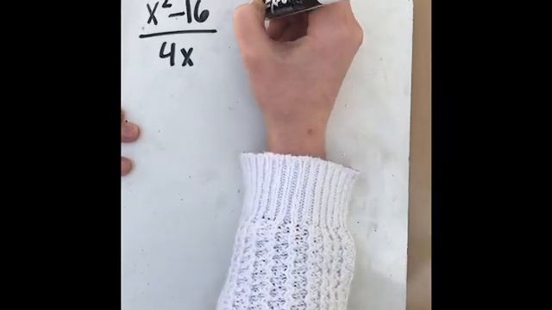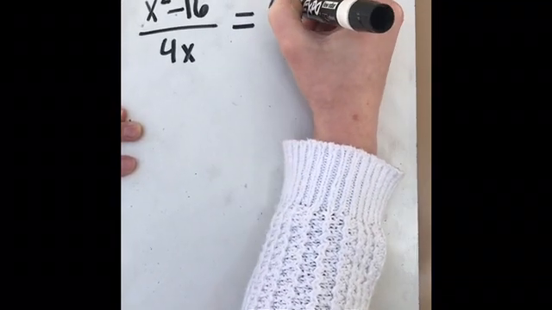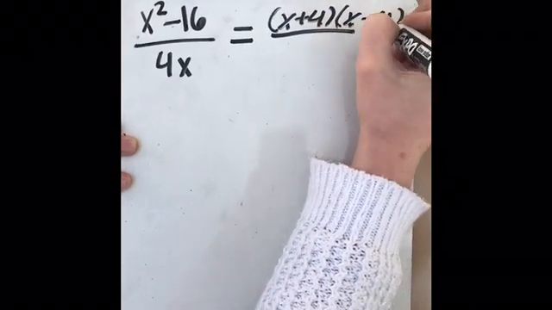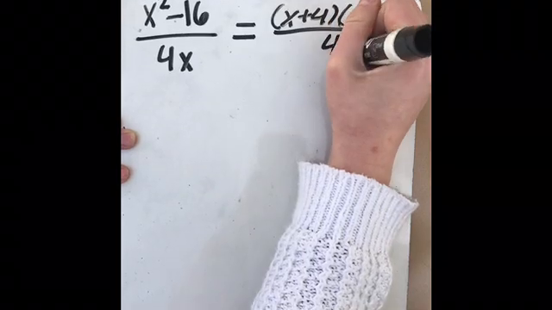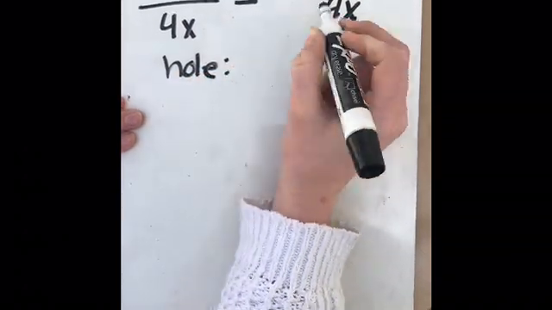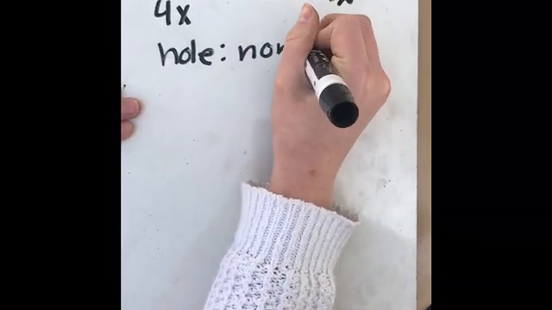First thing we're going to do is factor it, if it's factorable. So x plus 4, minus 4 over 4x. Alright, we're going to check if there's a hole. There's nothing that cancels out here, so there's no hole.